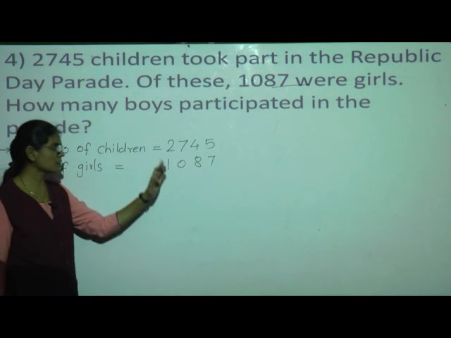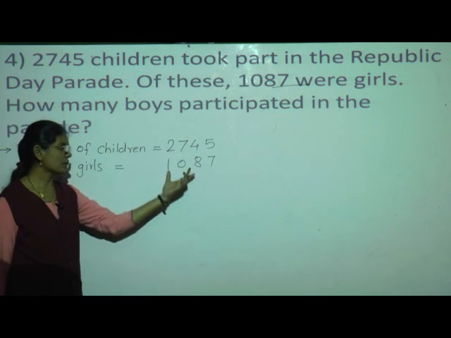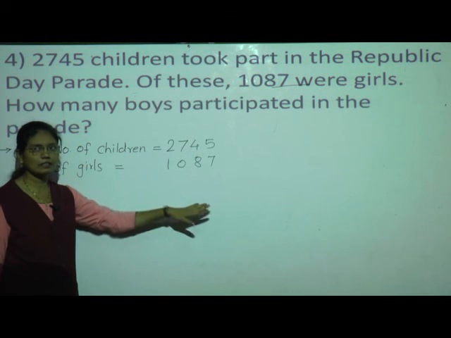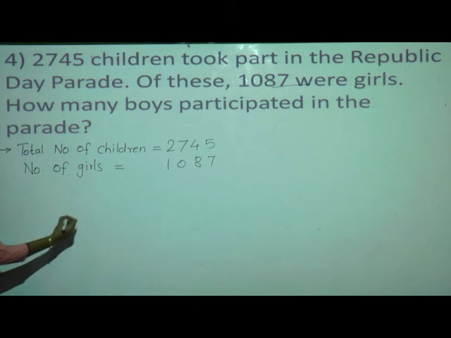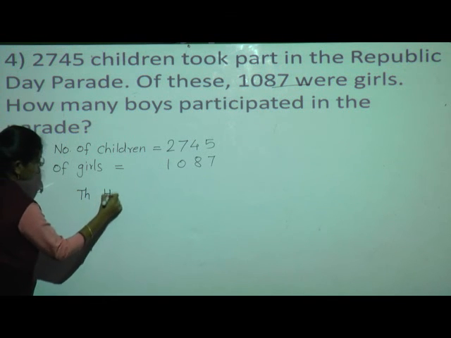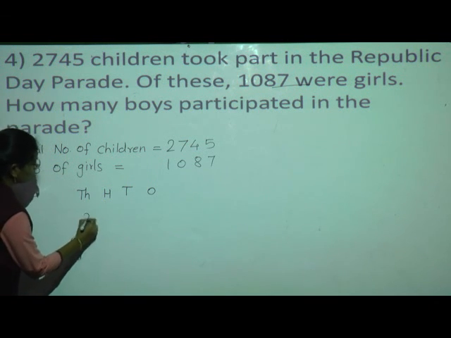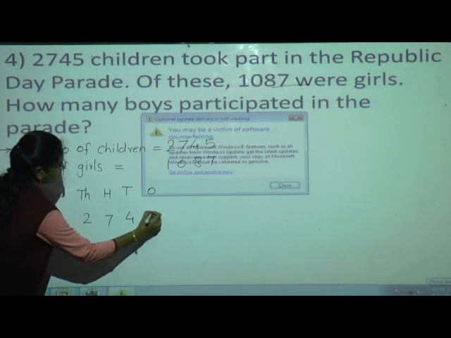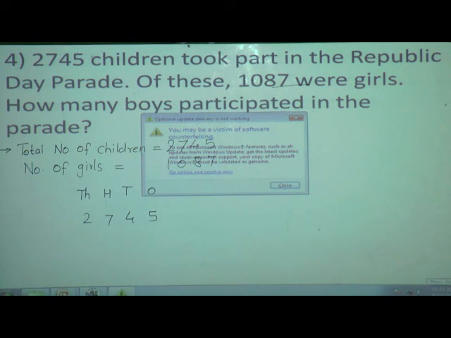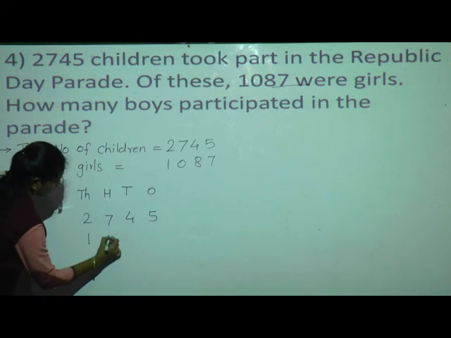This is the greater number, this is the smaller number. Okay, total number of students. From that, if we subtract the number of girls, then we will get the number of boys. So do the subtraction. See, both the numbers are 4-digit numbers. So draw the place value chart and put these two numbers in the place value chart. How many total students? There were 2745 students in the parade. Then how many girls were there? There were 1087.